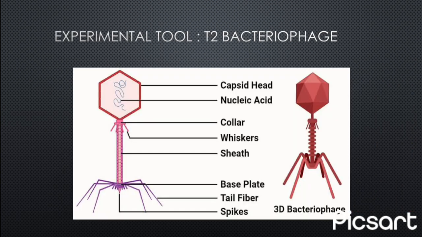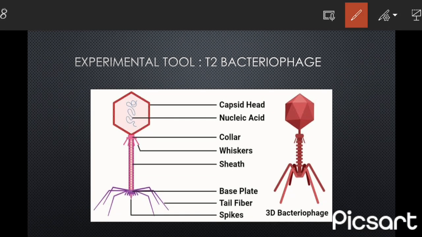In these experiments, Hershey and Chase used an experimental tool, that is T2 bacteriophage. Why did they use T2 bacteriophage? Because these bacteriophages contain a protein coat and nucleic acid. These two parts are the major components of bacteriophages. Thus T2 bacteriophages were used for their experimental work.